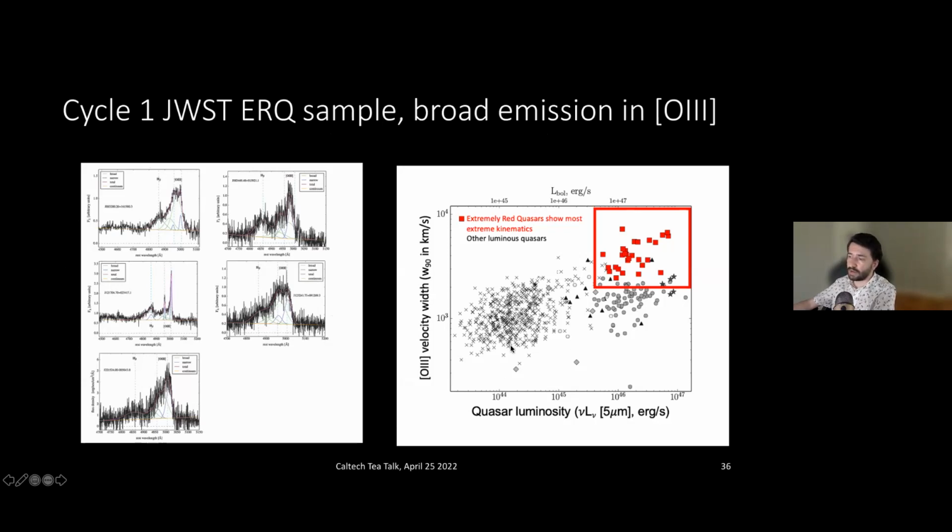And on the right here, this is the oxygen III velocity width as a function of quasar luminosity. The gray points are your typical blue quasars at high and low redshift, and then the red squares here are the extremely red quasars. And so you can see that they are sort of in their own portion of this diagram here. And so we're just really excited to see what they look like with JWST.